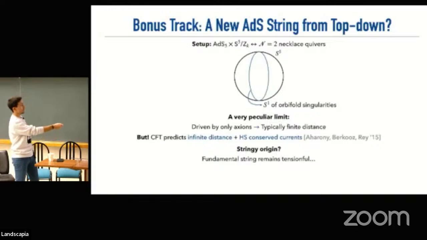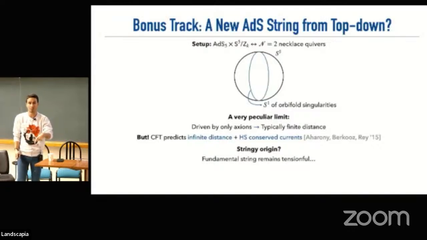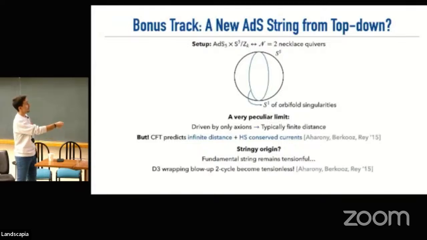And you see that because of the limit you're taking, the fundamental string remains tensionless. So it cannot be the fundamental string, but it will be the one that is giving the higher string modes. However, one can check that if you take a D3 brane and you wrap it in the vanishing cycles of the singularity, it does become tensionless.